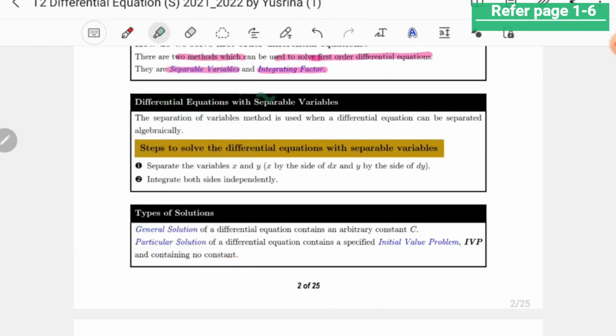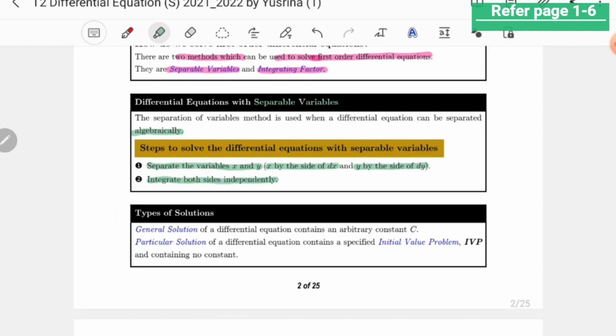Differential equation with separable variable. The separation of variable method is used when a differential equation can be separated algebraically. To solve the differential equation with separable variable, we have only two steps. The first step is to separate the variables x and y, that means x by the side of dx and y by the side of dy. The second is to integrate both sides independently.